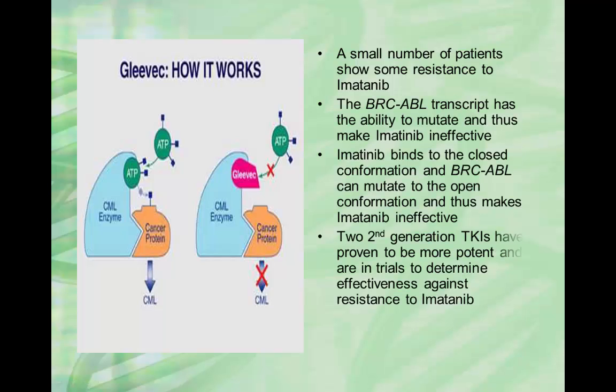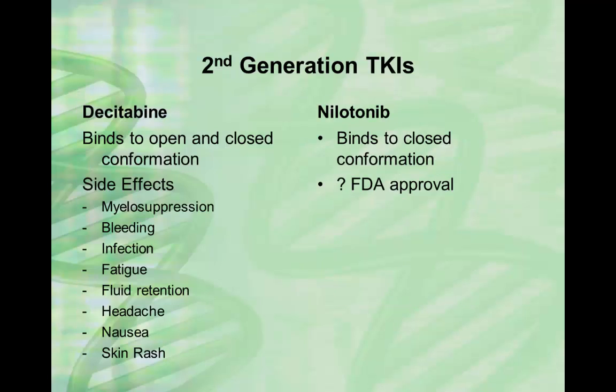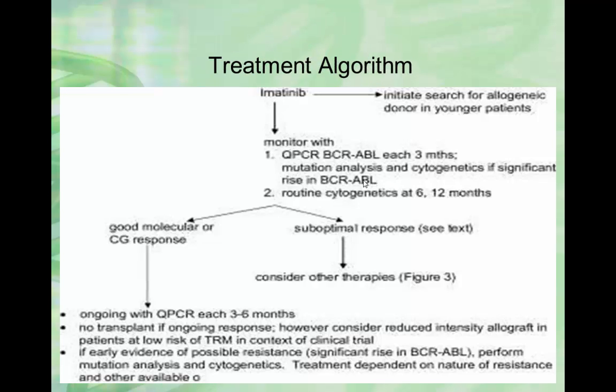If the patient is resistant to imatinib, you could use the second generation. You could use dasatinib or nilotinib. So basically, the side effects are exactly the same. You have to look for fluid retention as well as dehydration due to diarrhea and vomiting, and myelosuppression. You could also use the second generation nilotinib, which is the other medication.